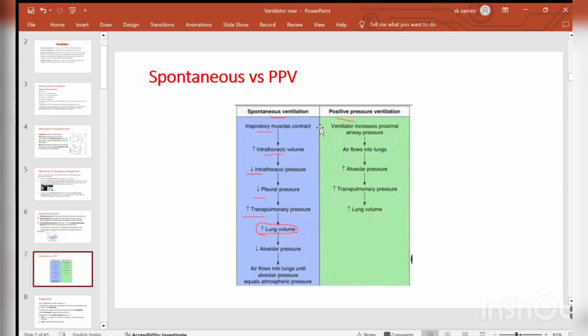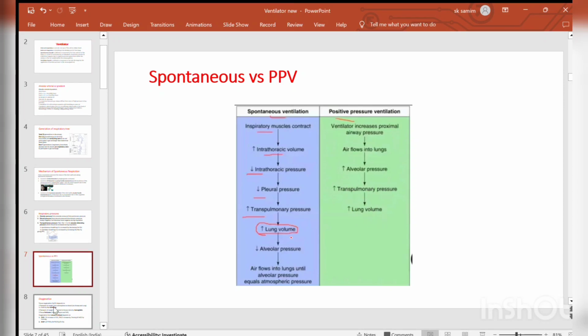What is the mechanism of positive pressure ventilation? Here, the ventilator increases proximal airway pressure by giving PPV. Air flows into the lungs, alveolar pressure increases, so transpulmonary pressure is increased, because transpulmonary pressure is the difference between the alveolar pressure and the pleural pressure. Then, as transpulmonary pressure is the alveolar distending pressure, lung volume is increased.